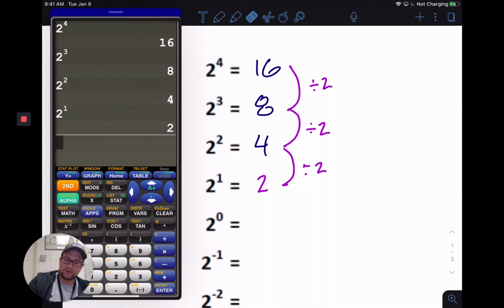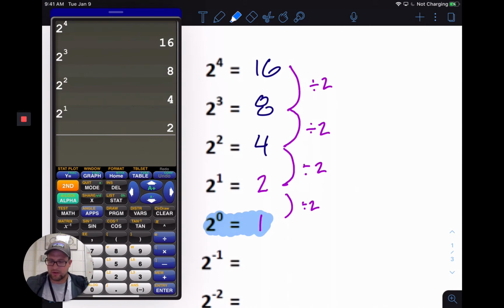Now, let's just follow this pattern down some more. So if I were to divide by 2 again, 2 divided by 2, well, we know any number divided by itself is always equal to 1. But wait a second, this looks a little funny. 2 to the 0 power equals 1. Just intuitively, that doesn't seem to make a lot of sense for us. We can use our calculator, though.